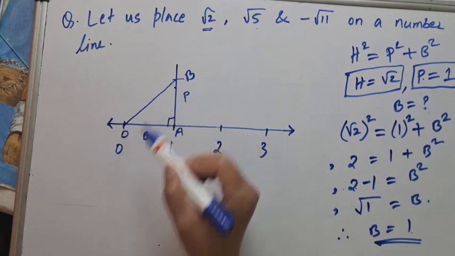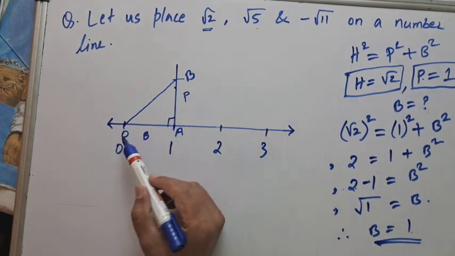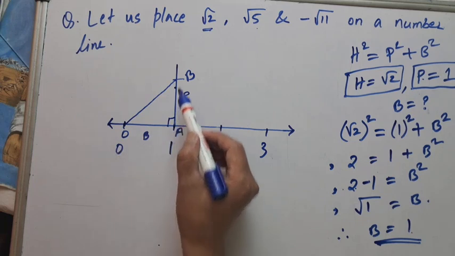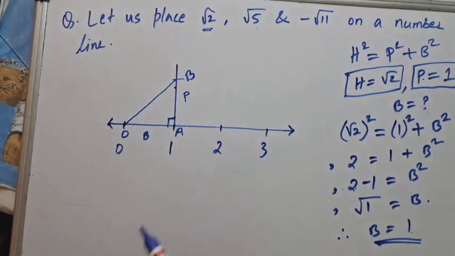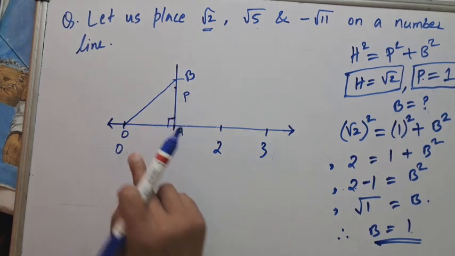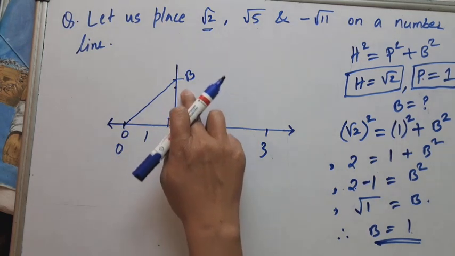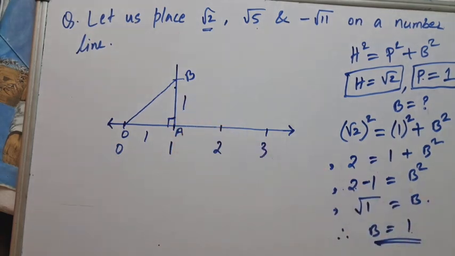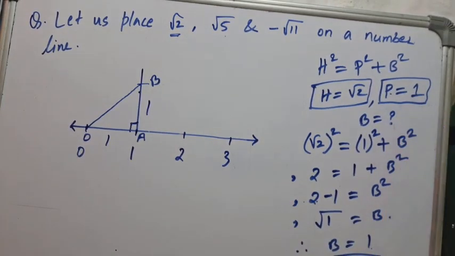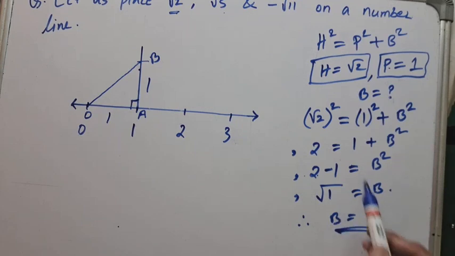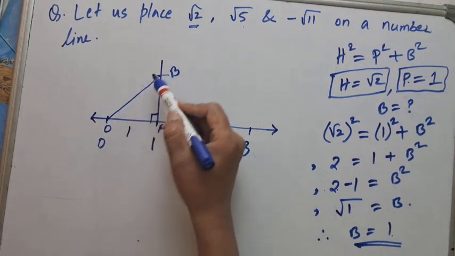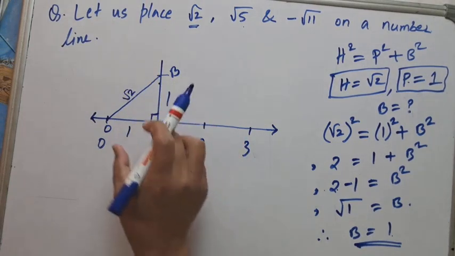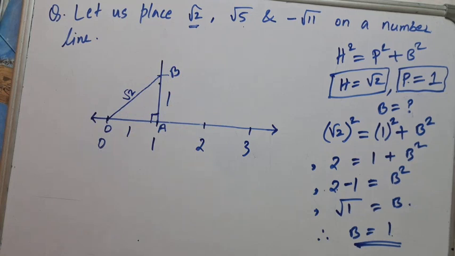O and B are joined using a scale. So we can see right angle triangle OAB, right angled at A, and OB is the hypotenuse. When base is 1 and perpendicular is 1, we got hypotenuse as root 2. So OB is the hypotenuse, and the length of OB is root 2.